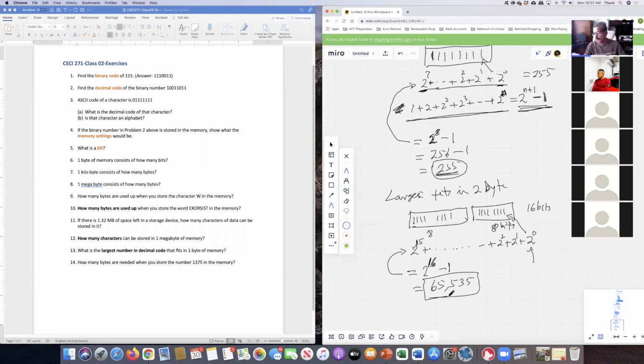So 255 is the largest number that fits in 1 byte of memory. 65,535 is the one that fits in 2 bytes of memory. Now you should be able to answer question number 14 without doing any work.